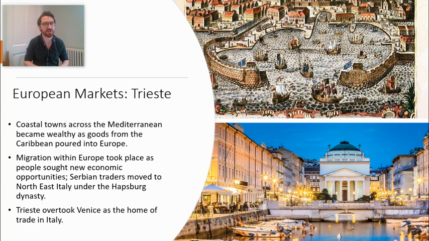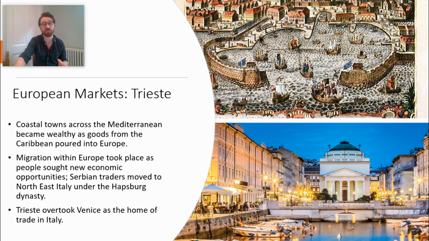So migration changes in Europe as well, as people want to move to these markets and they expand and become wealthier. And if you look at the bottom right, you can see the remnants of colonial architecture and the money that is still in these places, built on the foundation of the slave trade. And Trieste, whilst lesser known, actually for a long time became a greater economic powerhouse, even compared to Venice.